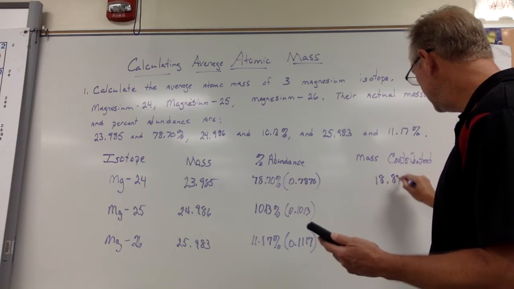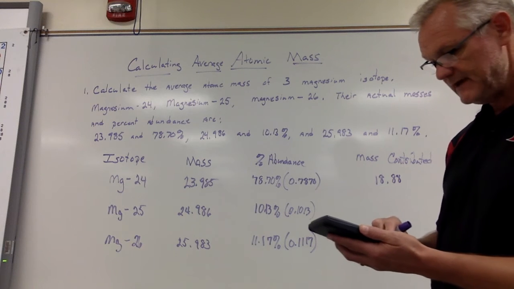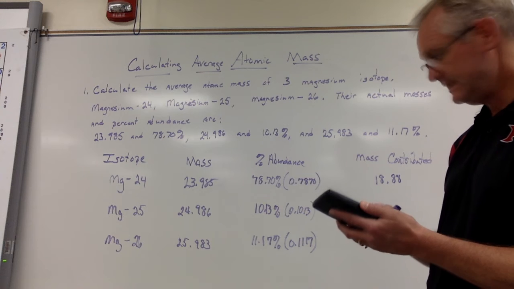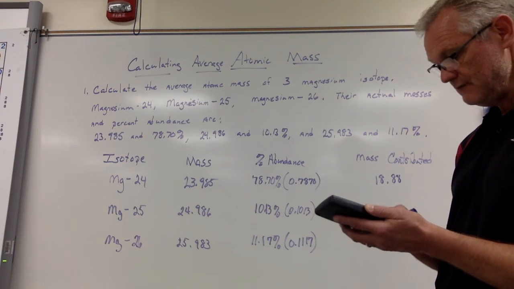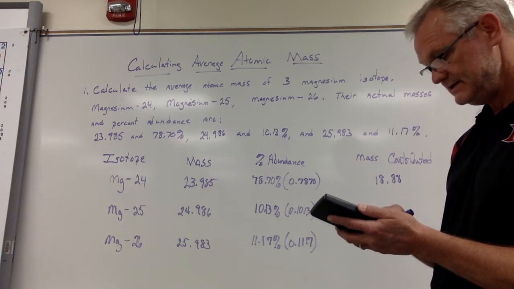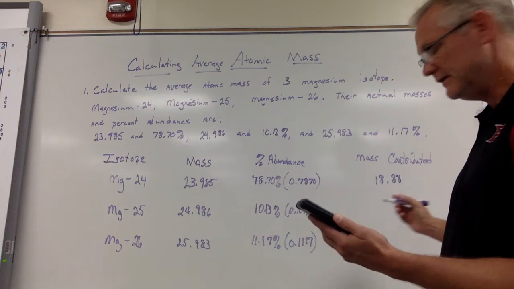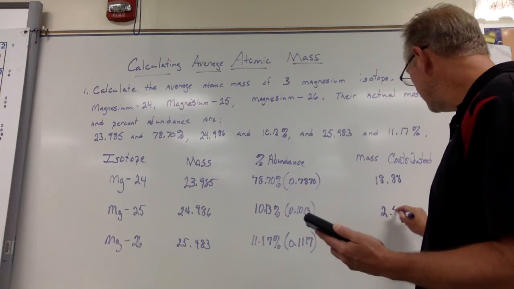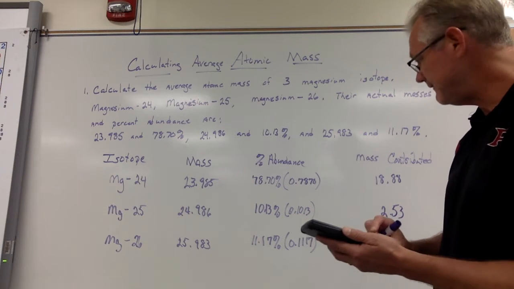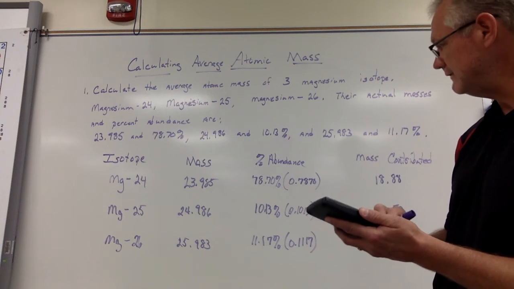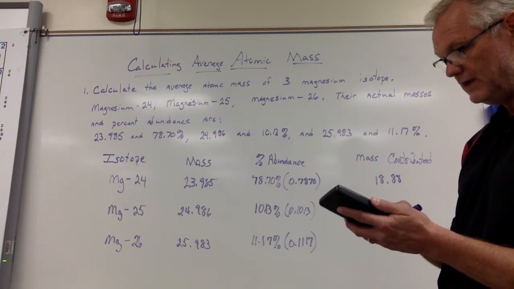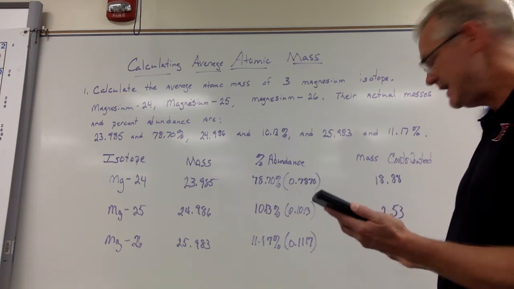And it comes out to be 18.88. I'm going to do the same thing with the next one, 24.986 times 0.1013. On this one, I get 2.53. And finally, let's do the last one, 25.983 times 0.1117, and I get 2.90.